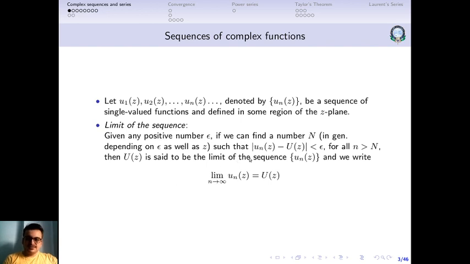Then if that is satisfied, this function is known as the limit of the sequence, and we write that the limit of un of z is equal to capital U of z. Now this is the formal definition of the limit of a sequence. If in the exam you are asked to write down the definition of the limit of a sequence, this is what you will write.